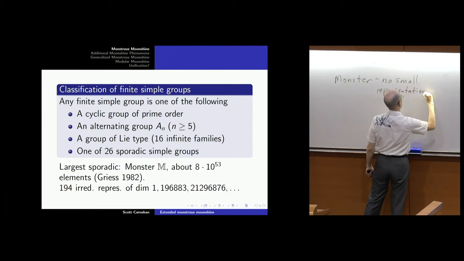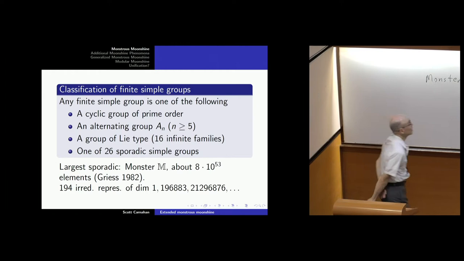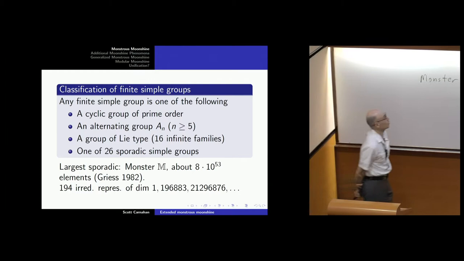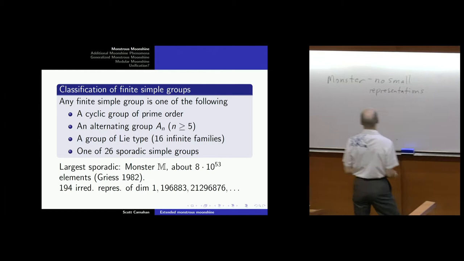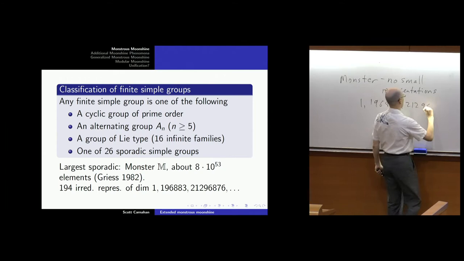If you were to take a permutation representation, the smallest one available has about 10 to the 20th objects. And if you were to look at linear representations, you would need to start at dimension 196,883 to get a faithful representation. So we have 1, 196,883, 21,296,876, and another 191 of them.